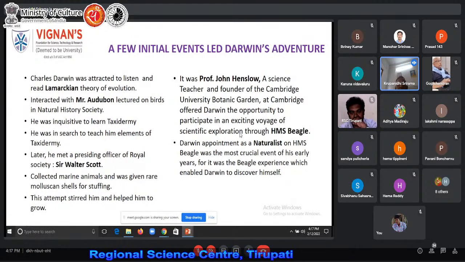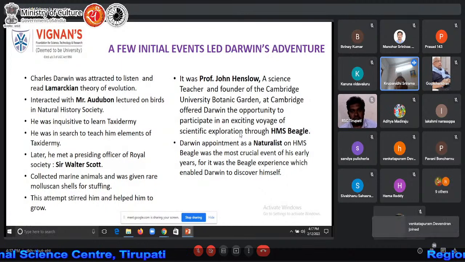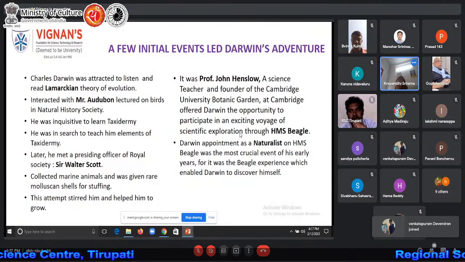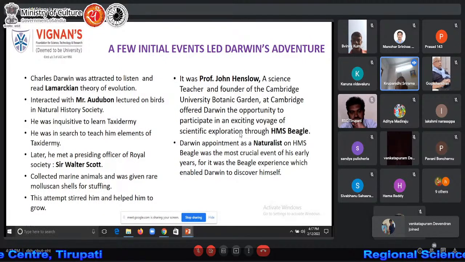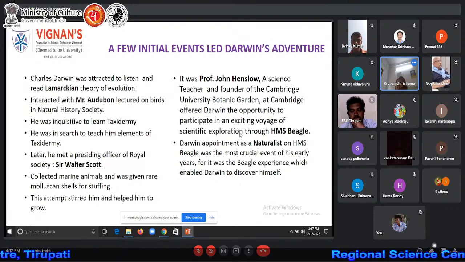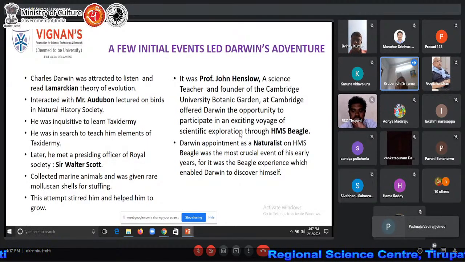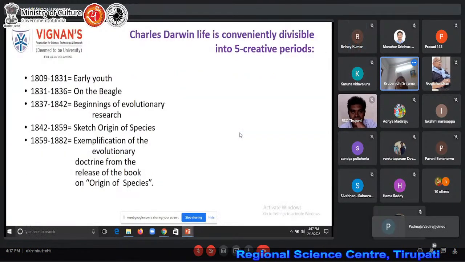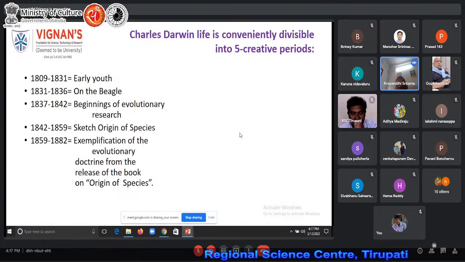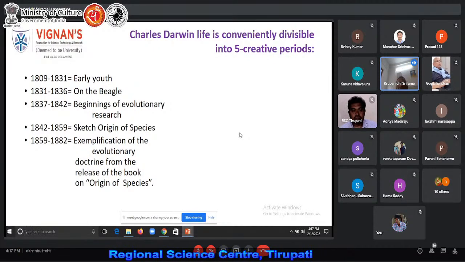Darwin's appointment as a naturalist on HMS Beagle was the most crucial event of his early years, for it was the Beagle's experience for 5 years which enabled Darwin to discover himself. Through that only, all over the world, we are speaking of organic evolution. We are all confidently, with all intuition, speaking of organic evolution and natural selection. Now, Charles Darwin's life is conveniently divisible into 5 creative periods, as any one of us has youth, adult, and all those stages.